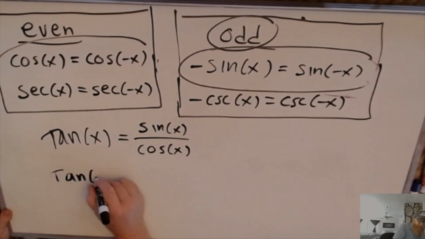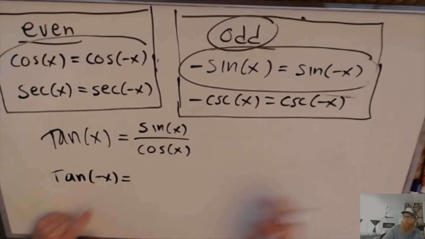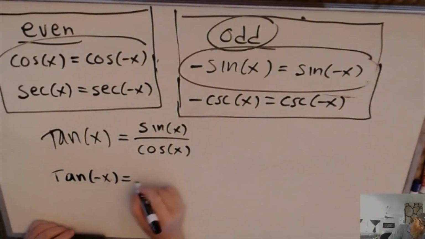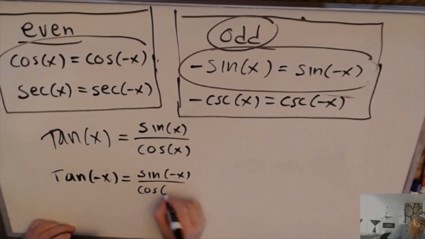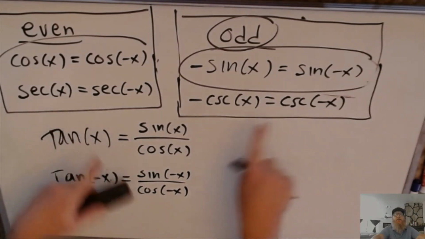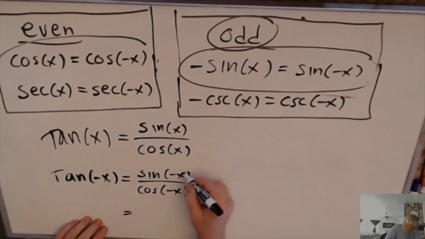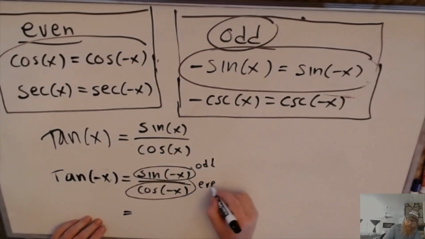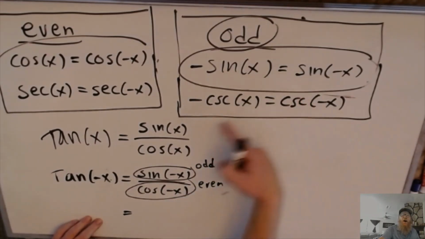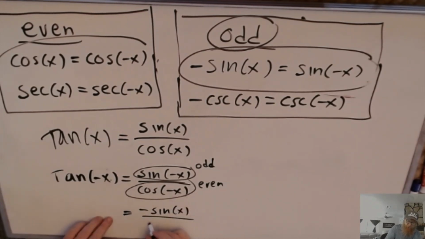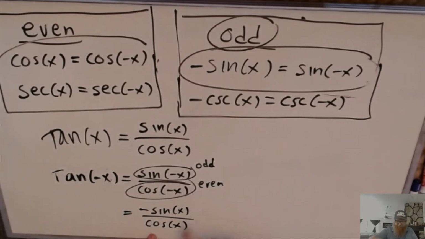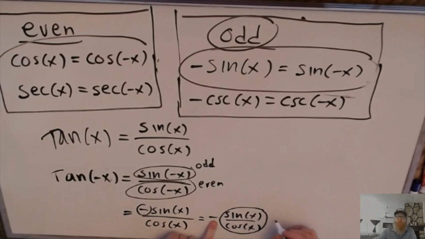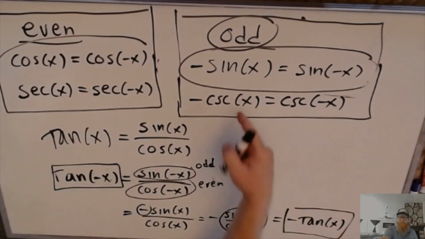So let's see. Tan of negative x. Plug in a negative x and see what happens. You're going to get sine of negative x over cosine of negative x. And then use what you know about sine and cosine. The sine is odd. The cosine is even. So the odd becomes negative sine of x. The cosine just becomes cosine because it's even. Now you can take out the negative. Put the negative out in front. And then do sine over cosine. You're going to get tangent. So it turns out tangent is odd.